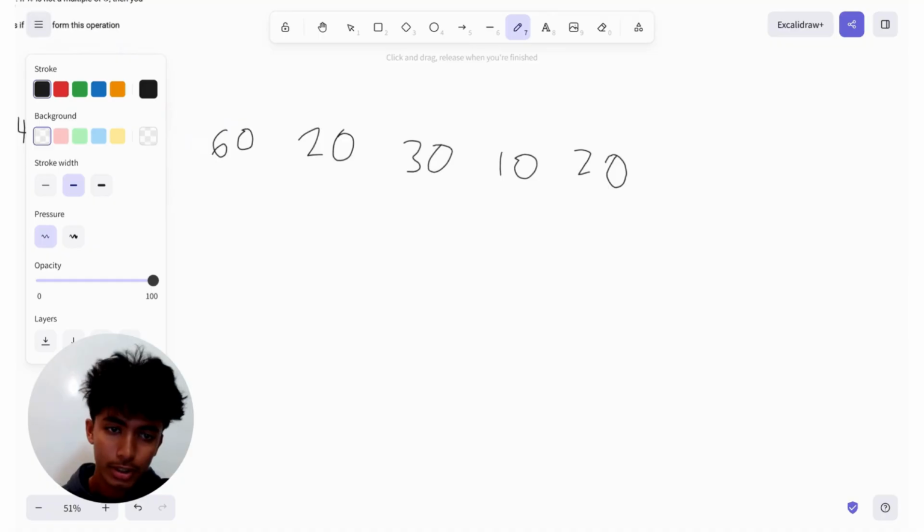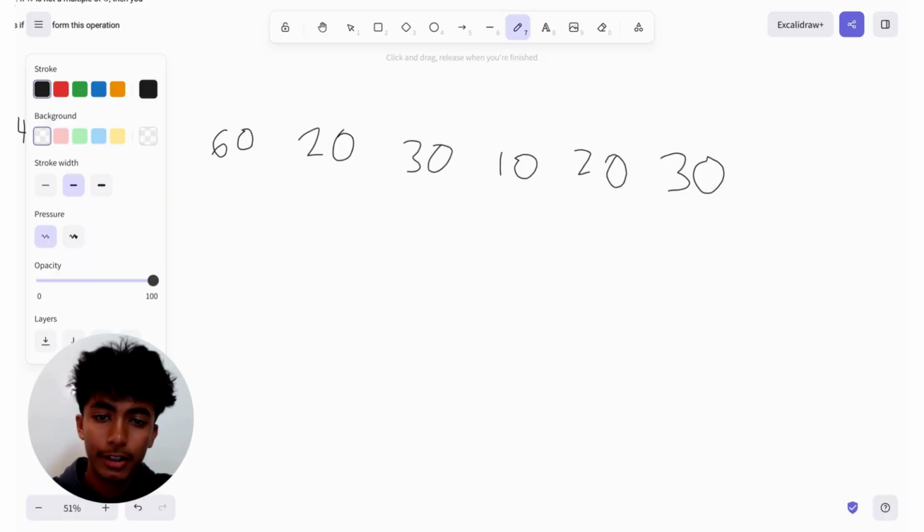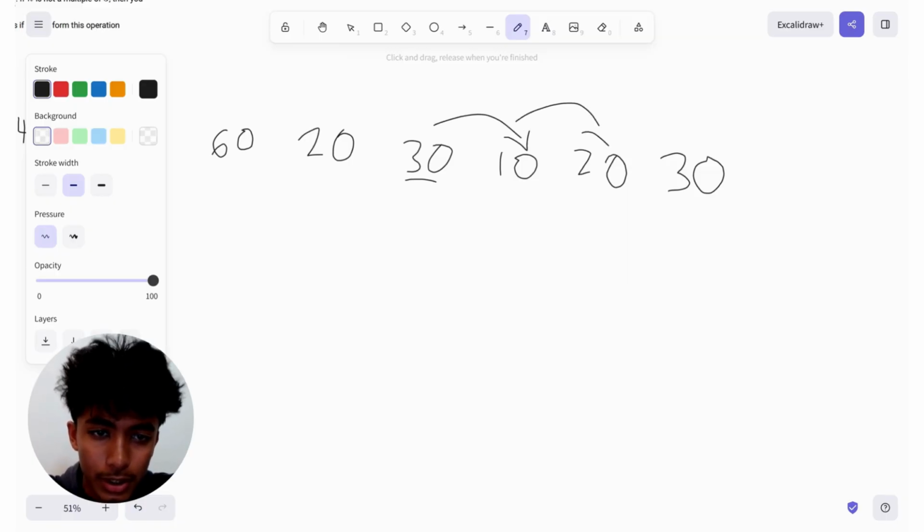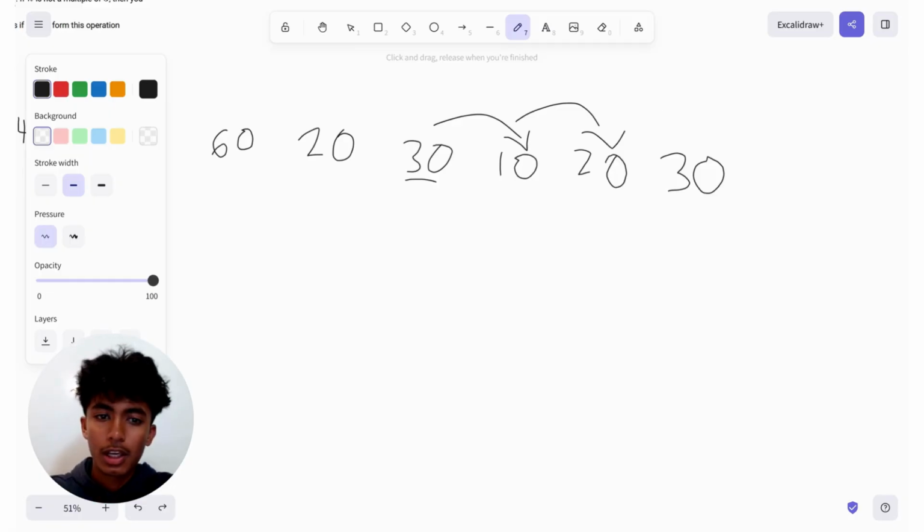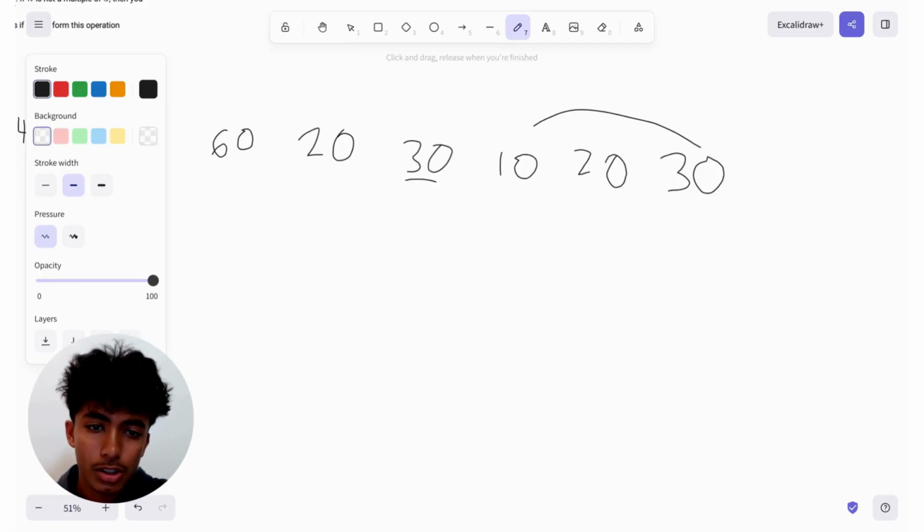And then you'll notice that this pattern just keeps looping on and on, because we've already gotten to 30, which means that logically, we're just going to get to the same numbers and repeat the same processes again. Meaning that this entire process just keeps looping on and on.